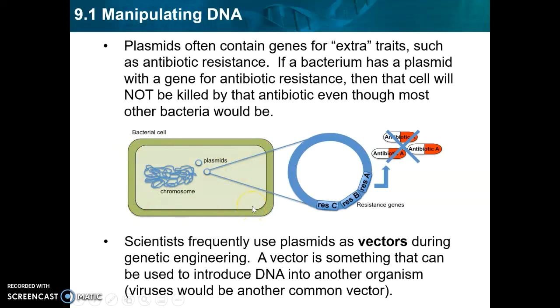Another common vector that might be used would be something like a virus. Viruses we'll talk about later in the course. A virus is just a piece of genetic material that's surrounded by protein, and it injects that genetic material into the cell. So that's another really good way to get DNA inside of a cell. So those are some of the common tools that we're going to start out with. In the next section of chapter 9.2, we will discuss further things like PCR and gel electrophoresis.